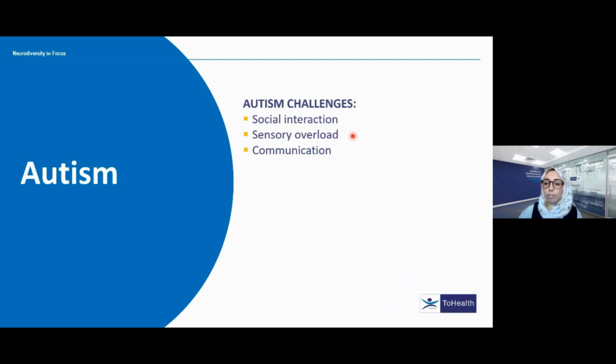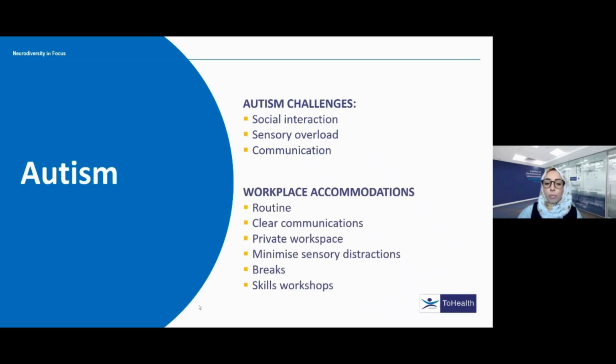It's what we call a spectrum condition, meaning that it manifests in a wide range of challenges and severity levels as well. So some of the workplace accommodations can include providing or asking for a structured routine, ensuring that communications are clear, allowing for a quiet and private workspace, minimizing sensory distractions, providing breaks to recharge, and if there are any skills workshops for skill building and training, then these can be utilized or provided as well.